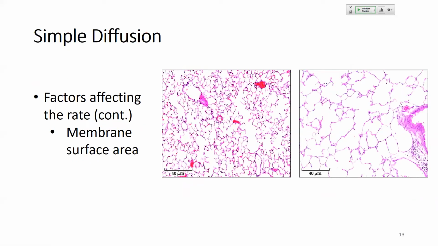The second factor that affects the rate of simple diffusion is the membrane surface area. How much surface area are we working with? In these two images, we're looking at the alveoli of the lungs, and on the left, you can see that there's lots of surface area here. And the more surface area we have, what does that tell us? It's not more permeable, but we'll have more movement, right? Just in the way of having more area. So this is seen in the lungs, it's also seen in the gastrointestinal system. Having greater surface area improves the rate of diffusion simply because we have more membrane space to move across.